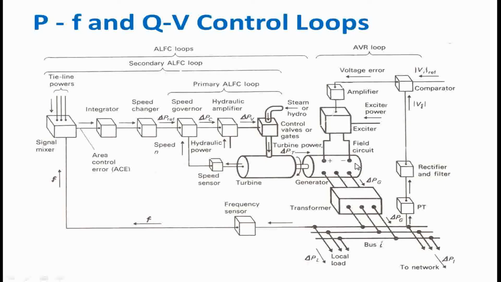Now we'll see the working of real power versus frequency and reactive power versus voltage control loops, and these two loops are being incorporated with the generator in the generating station. Now we'll see the working of these two loops individually. Let us start with the working of AVR loop, and for achieving this AVR loop the required blocks are potential transformer, rectifier and filter, comparator, error amplifier, exciter.